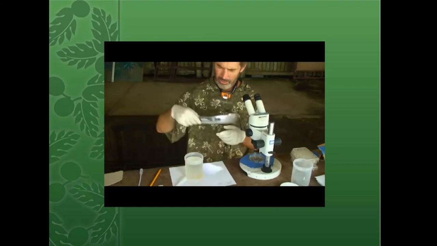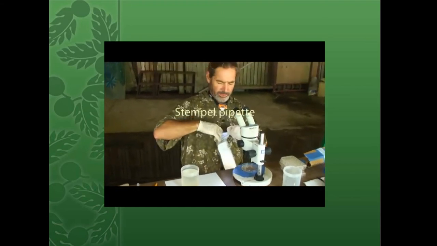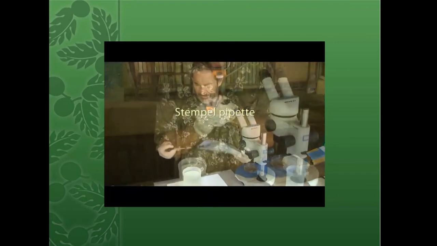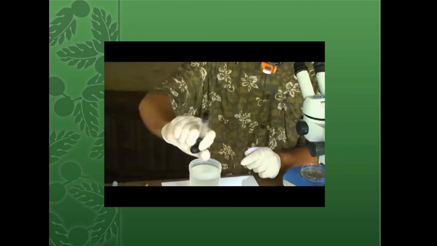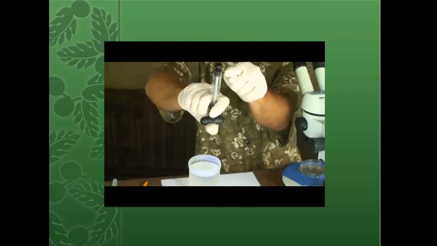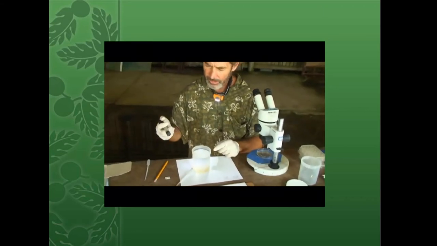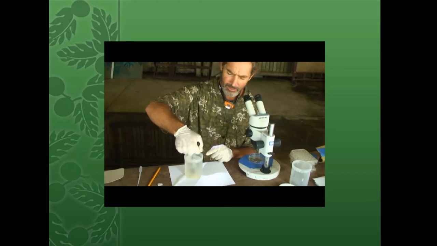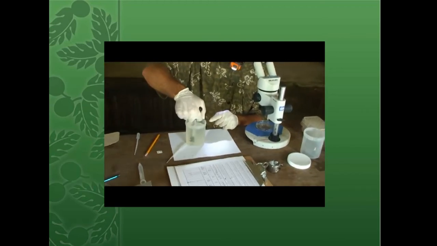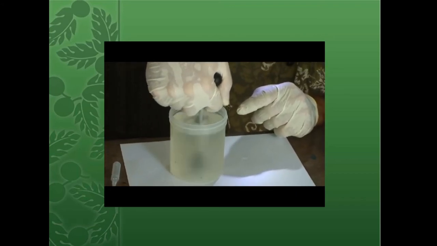The next thing we're going to do is use a special tool called a Stempel pipette. What the Stempel pipette does, basically you push this down, put it in the water after you've stirred up the eggs, release it, and this little area in here makes a chamber that holds exactly 1 milliliter. What I'm going to do is actually use the Stempel pipette as a stirrer in here. Stir up the eggs, try to get them evenly distributed throughout that 400 milliliters of liquid.